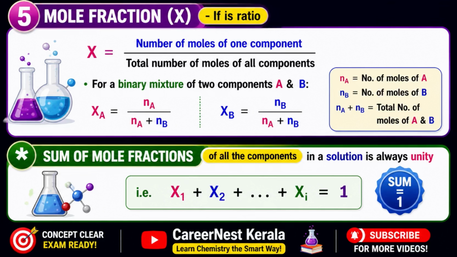Mole fraction, X, it is a ratio. X equals number of moles of one component divided by total number of moles of all components. For a binary mixture of 2 components A and B, XA equals nA divided by nA plus nB. XB equals nB divided by nA plus nB. nA is the number of moles of A. nB is the number of moles of B. nA plus nB is the total number of moles of A and B. Sum of mole fractions of all the components in a solution is always unity. That is, x1 plus x2 plus dot dot dot plus xi equals 1.